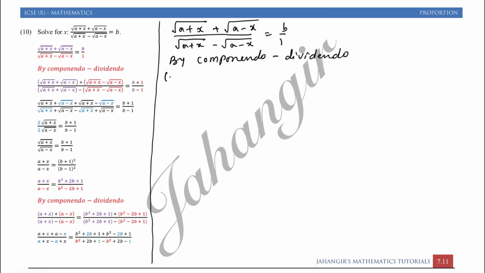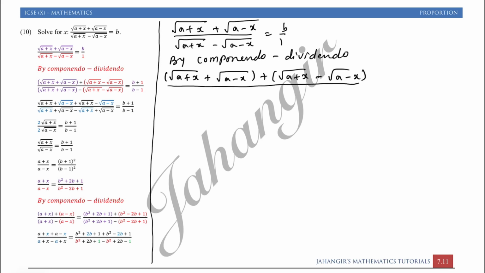So we can write numerator, that is root of a plus x plus root of a minus x plus root of a plus x minus root of a minus x whole upon root of a plus x plus first numerator part minus and denominator root of a plus x minus root of a minus x. This you have to take care that numerator, while writing componendo and dividendo, numerator is always first. Here also I will write b. B is numerator, so b plus 1 and b minus 1.